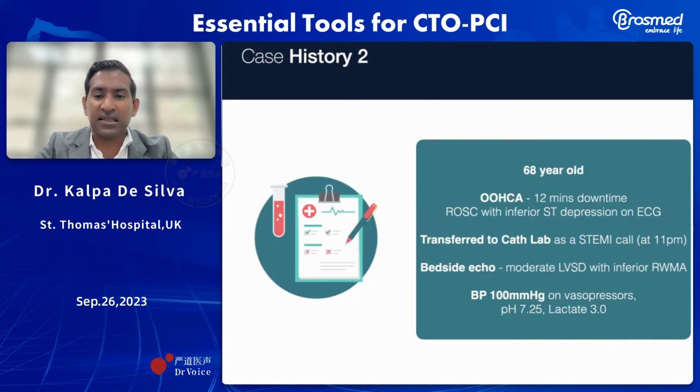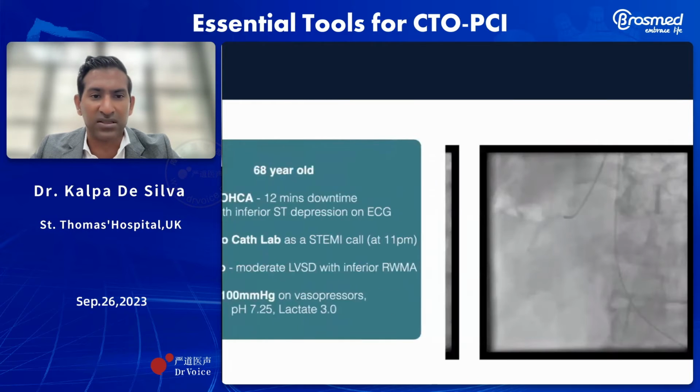Second case is a 68-year-old gentleman, slightly more acute. It was an out-of-hospital cardiac arrest with a 10-12 minute downtime, return of circulation with inferior ST depression on his ECG. He was transferred to the cath lab as a STEMI call around 11 p.m. So these cases occur all times of the day and night. The bedside echo showed moderate LV dysfunction post-arrest with an inferior regional wall motion abnormality. He was maintained on vasopressors on arrival with a blood pressure of 100 systolic.